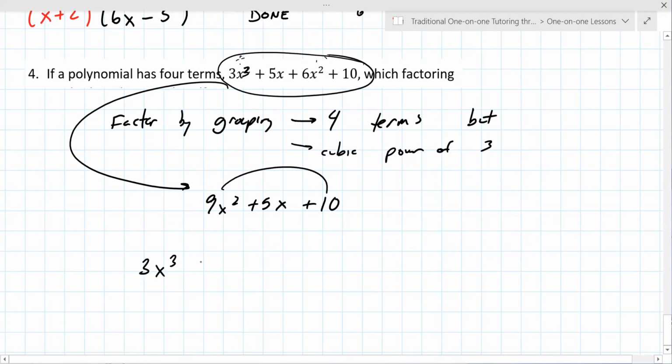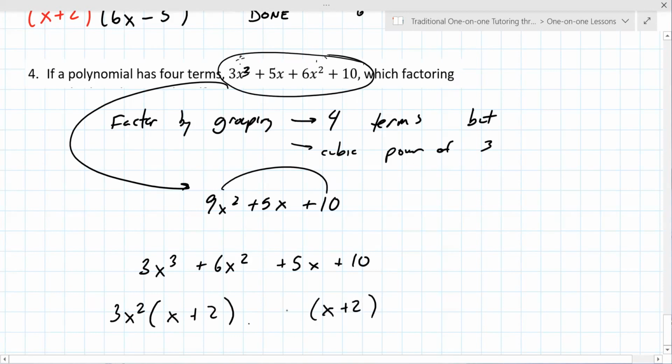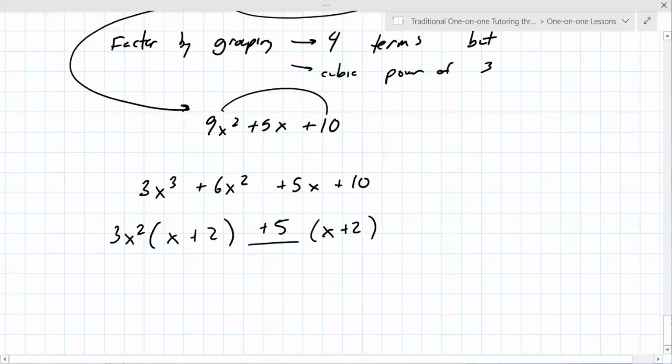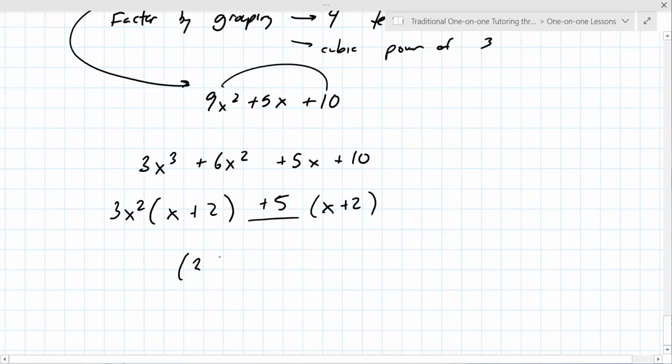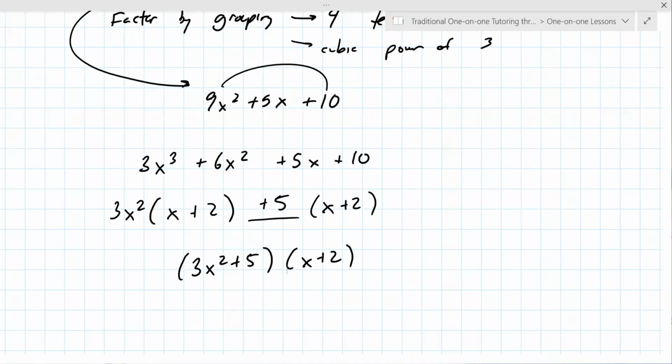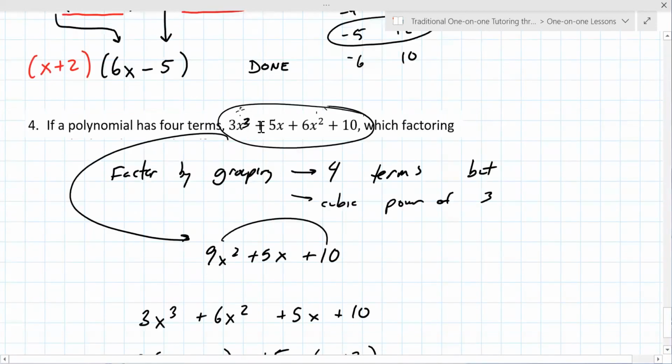So if I just slightly rewrite it, you can factor out of the first two a 3x squared. And then you can also put an x plus 2 over here, because you always take whatever's here and move it over here, plus 5. And this actually works really nicely: 3x squared plus 5 times x plus 2. So it looks like there's an error in this. The correct answer is factor by grouping, but it has to be a cube in it. Yeah. Okay.